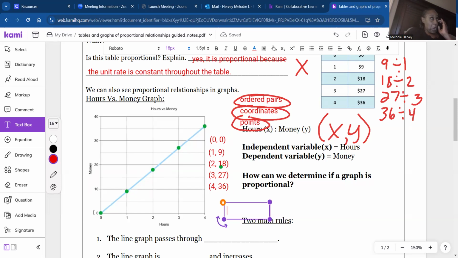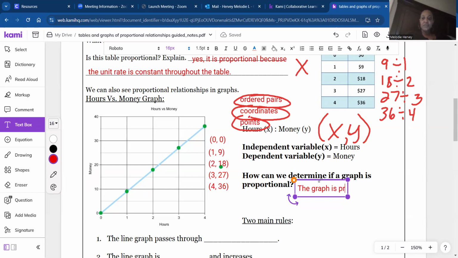And this graph is proportional. How do I know this graph is proportional, Ms. Hervey? How can we determine if a graph is proportional? A graph is proportional because it is a straight line through the origin.